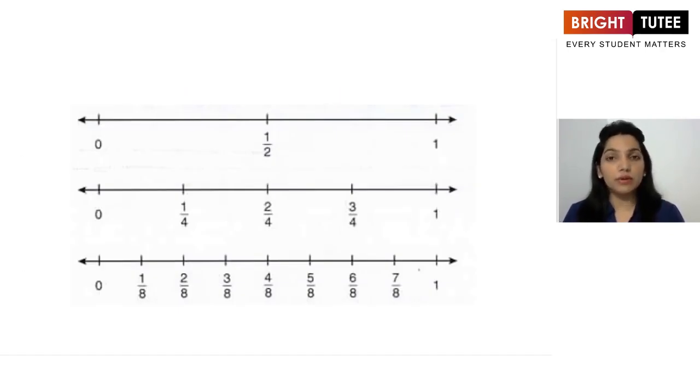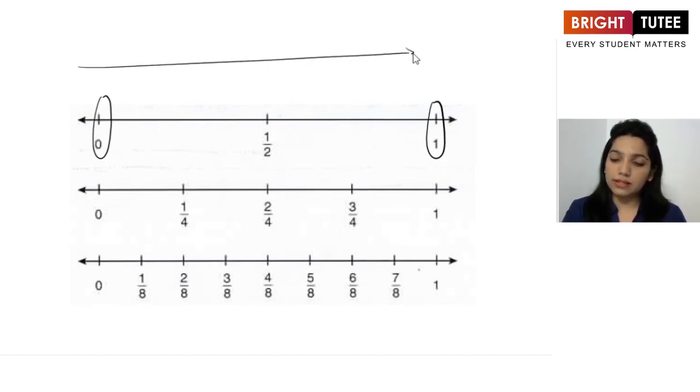I hope you have a good idea what and how you represent numbers on a number line, right? So what you see in the first image here, the image shows 0 on the extreme left and 1 on the extreme right side. Is that right? Now imagine, say if this is a number line, okay?